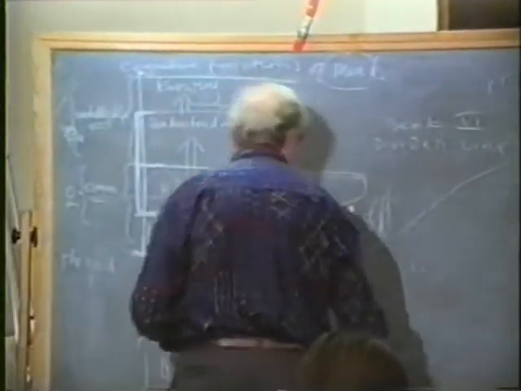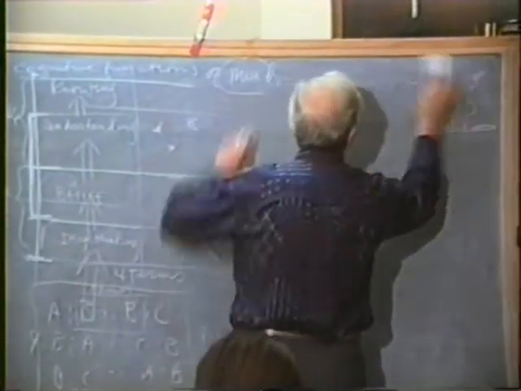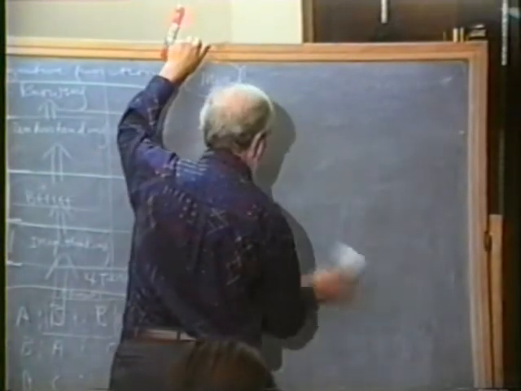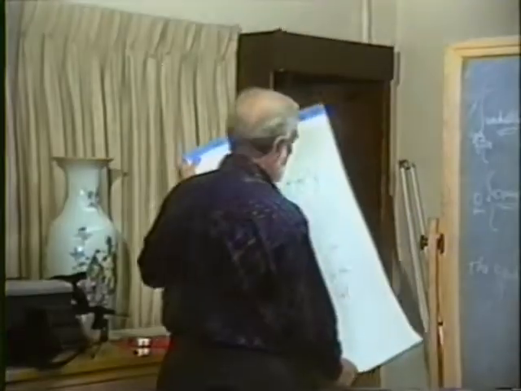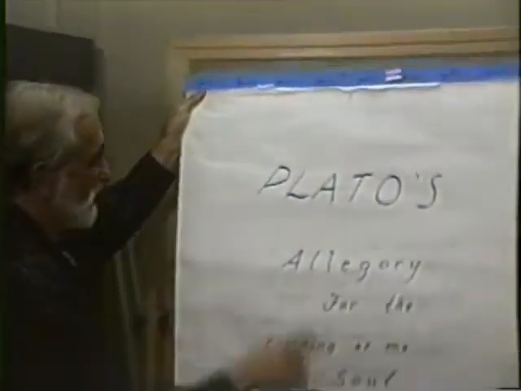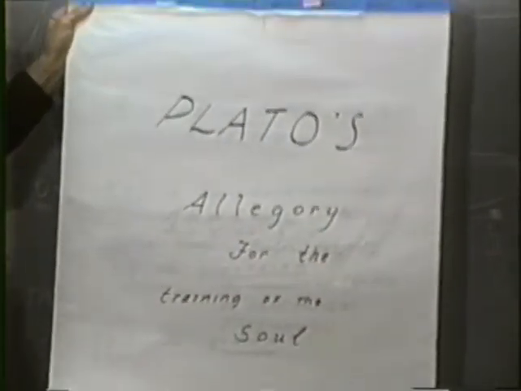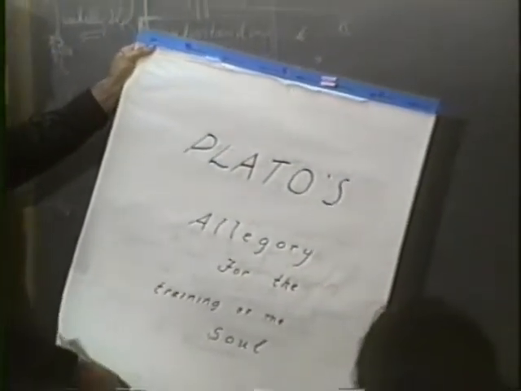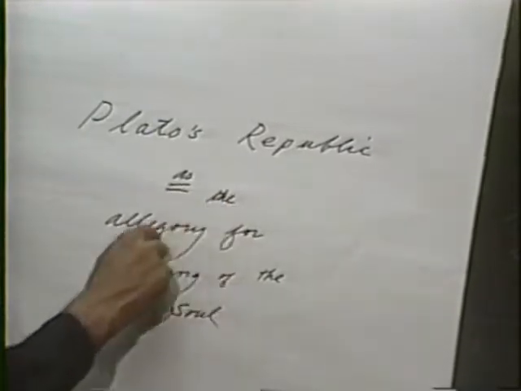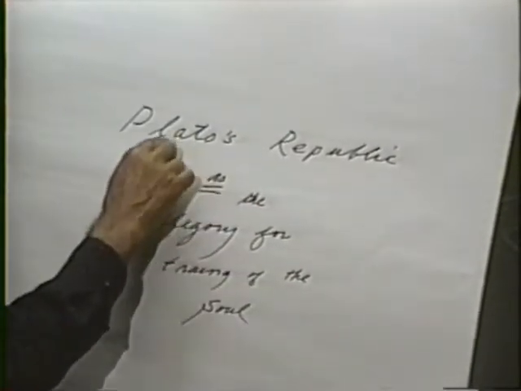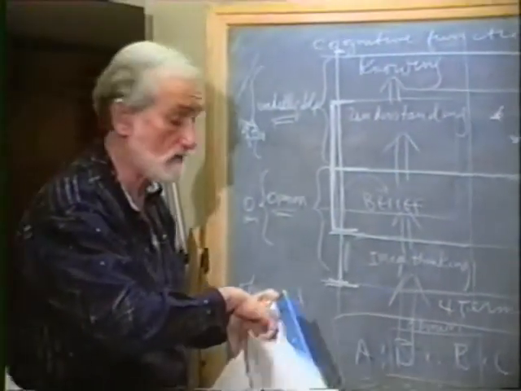And now, last step. Remember the title of this lecture? I said I misrepresented it. I represented it originally as Plato's Allegory for the Training of the Soul. But you see what it really is: Plato's Republic as the allegory for the training of the soul. This is saying Plato's Republic as the allegory for the training of the soul. You can put the whole Republic in it. I'll show you what that means.